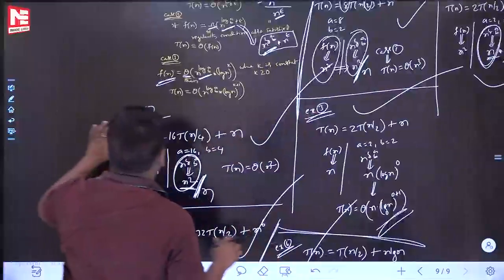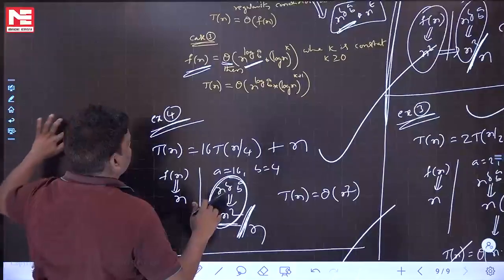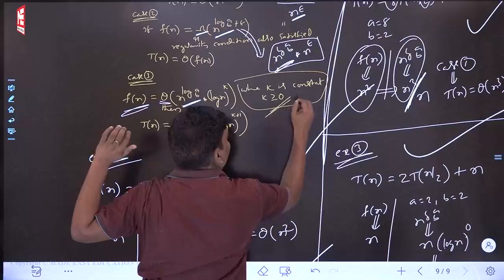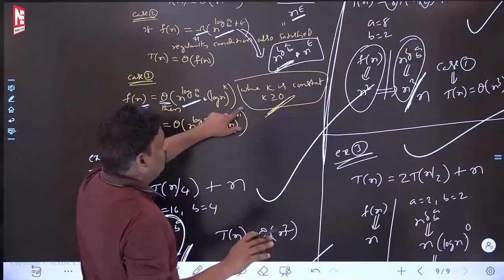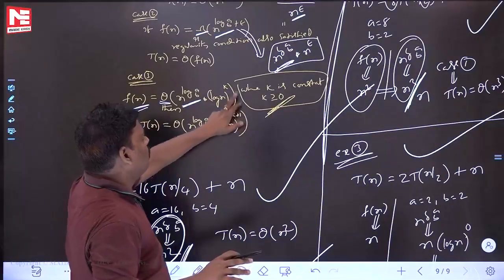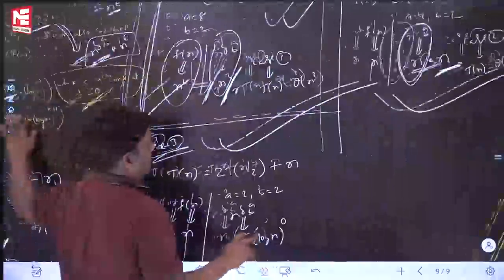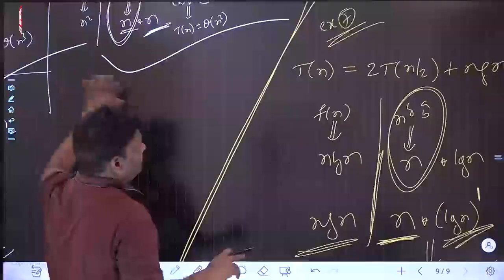See this one. It is the third case, where k is a constant greater than or equal to 0. Zero only, negatives not allowed. Please be careful. Where k is a constant greater than or equal to 0, negatives not allowed. Only positives.